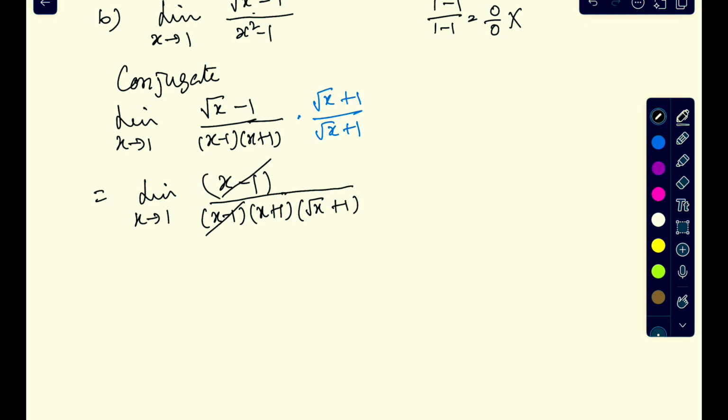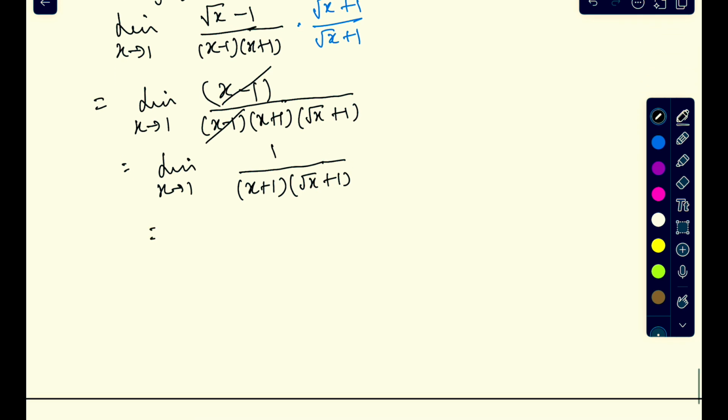Now this and this can cross out, right? So we got the limit as x approaches 1 of 1 over x plus 1 times square root of x plus 1. Okay, now we can do substitution, which will give us 1 over 1 plus 1 times square root of 1 plus 1, because we're substituting it now. 1 over 2 times 2, which is nothing but 1 over 4. And that is your answer.